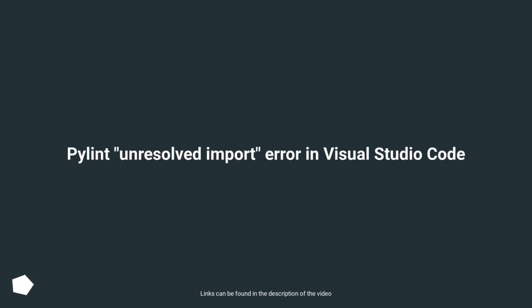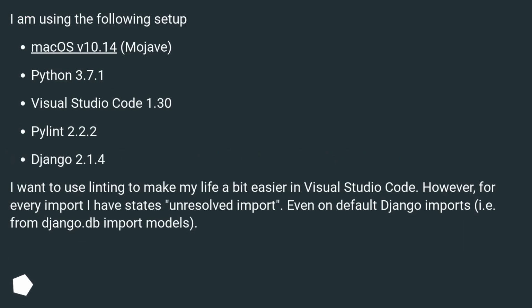Pylint unresolved import error in Visual Studio Code. I am using the following setup: macOS v10.14 Mojave, Python 3.7.1, Visual Studio Code 1.30, Pylint 2.2.2, Django 2.1.4.